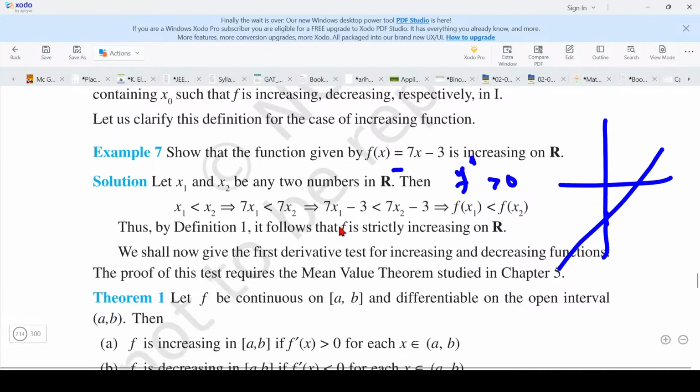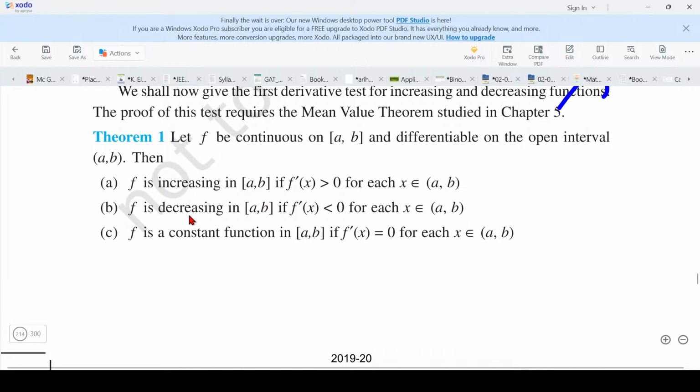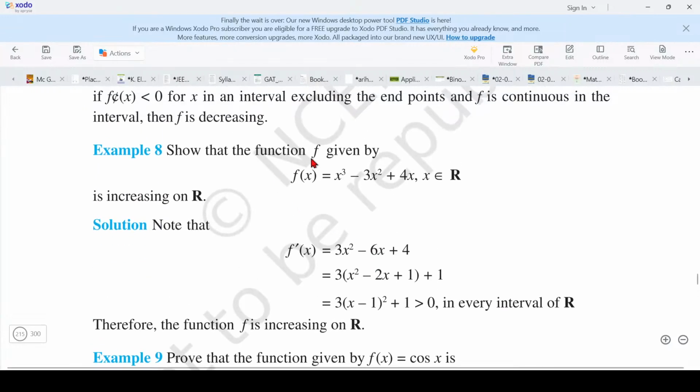Now, this is what he is saying. If it is increasing, f dash x is greater than 0; decreasing, f dash x less than 0; and constant function, f dash x equals 0. He is saying this function is always increasing. How do we prove this? We differentiate this function and we get this. Then he says this is a perfect square plus 1. So f dash x is always positive. That means this function is always increasing. It will never decrease. That's what he is trying to say.